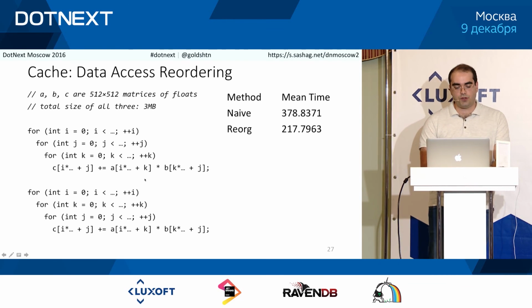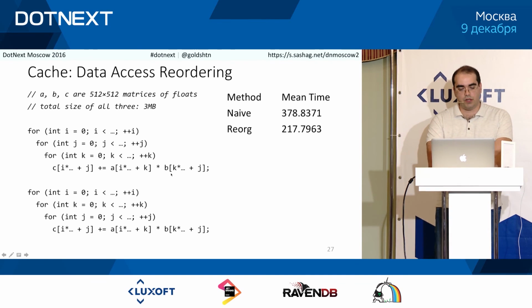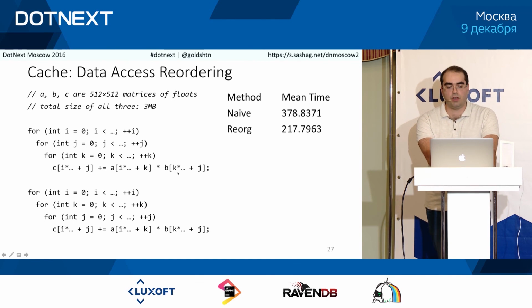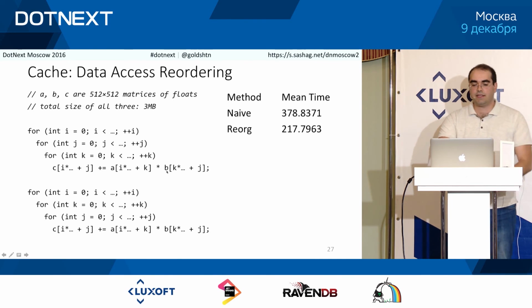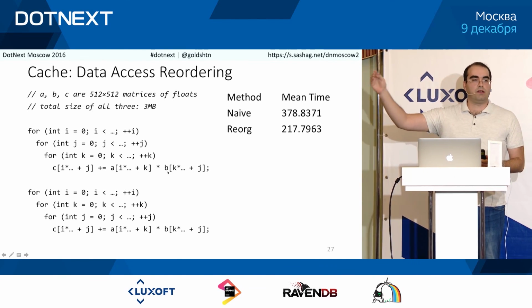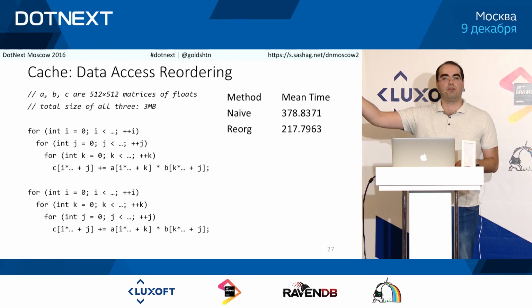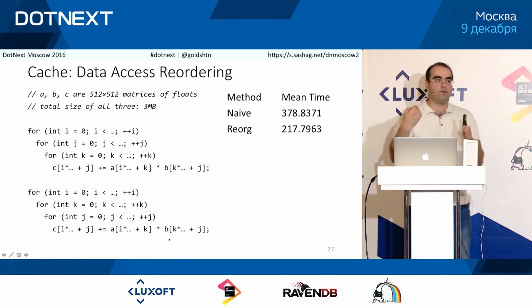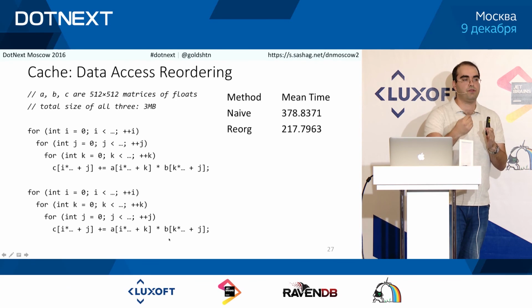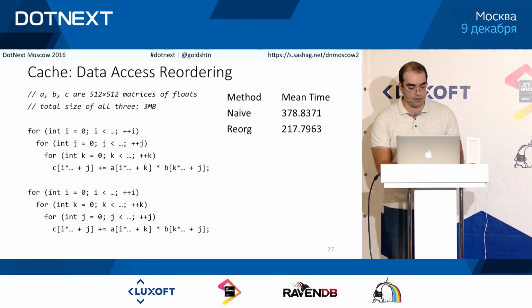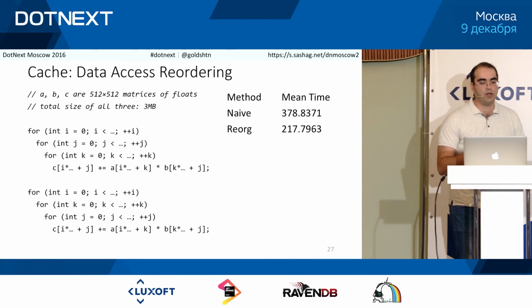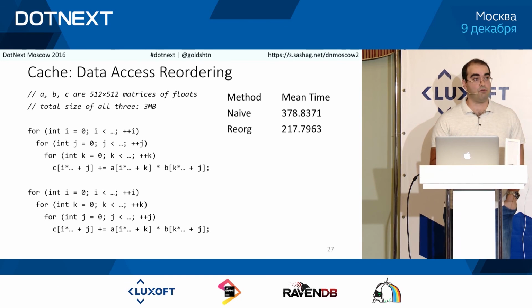If you look at this first version, when you read this line over here that has B at K times something plus J, well, K here is changing with each iteration, and so we end up accessing B at pretty random points. We keep jumping around in the B matrix here. Whereas in this version, we're going over all three matrices in order, sequentially. So again, the difference is pretty significant. This is one of the most trivial examples of how reordering your data helps with cache.